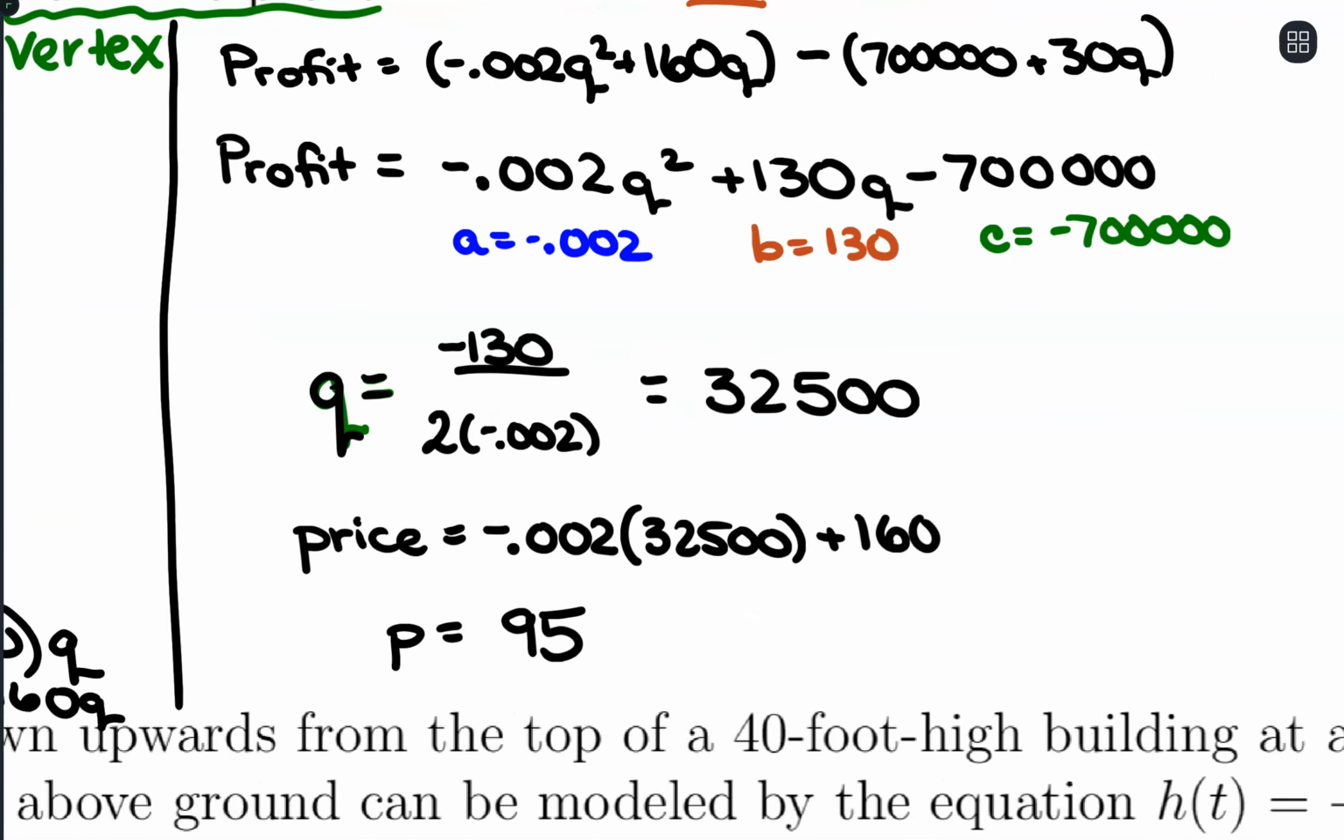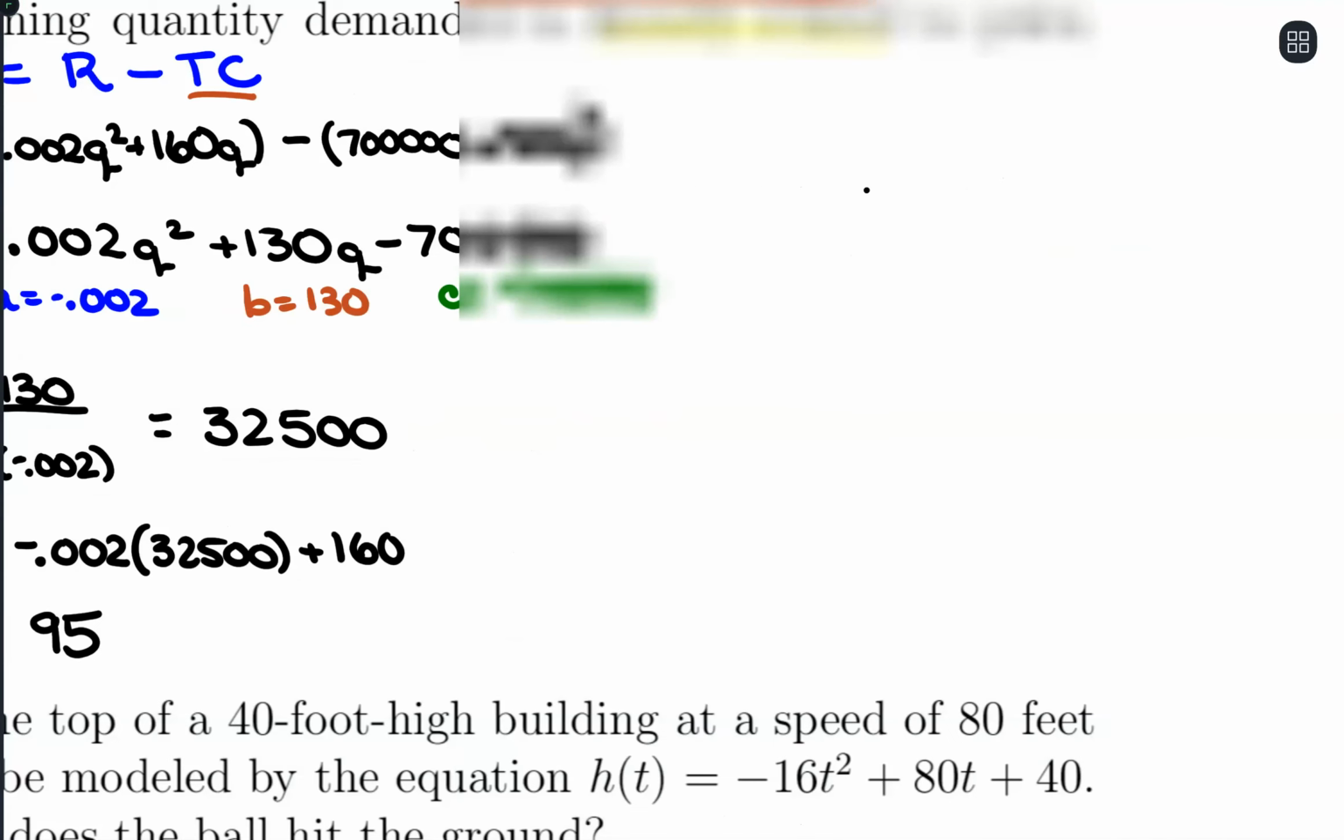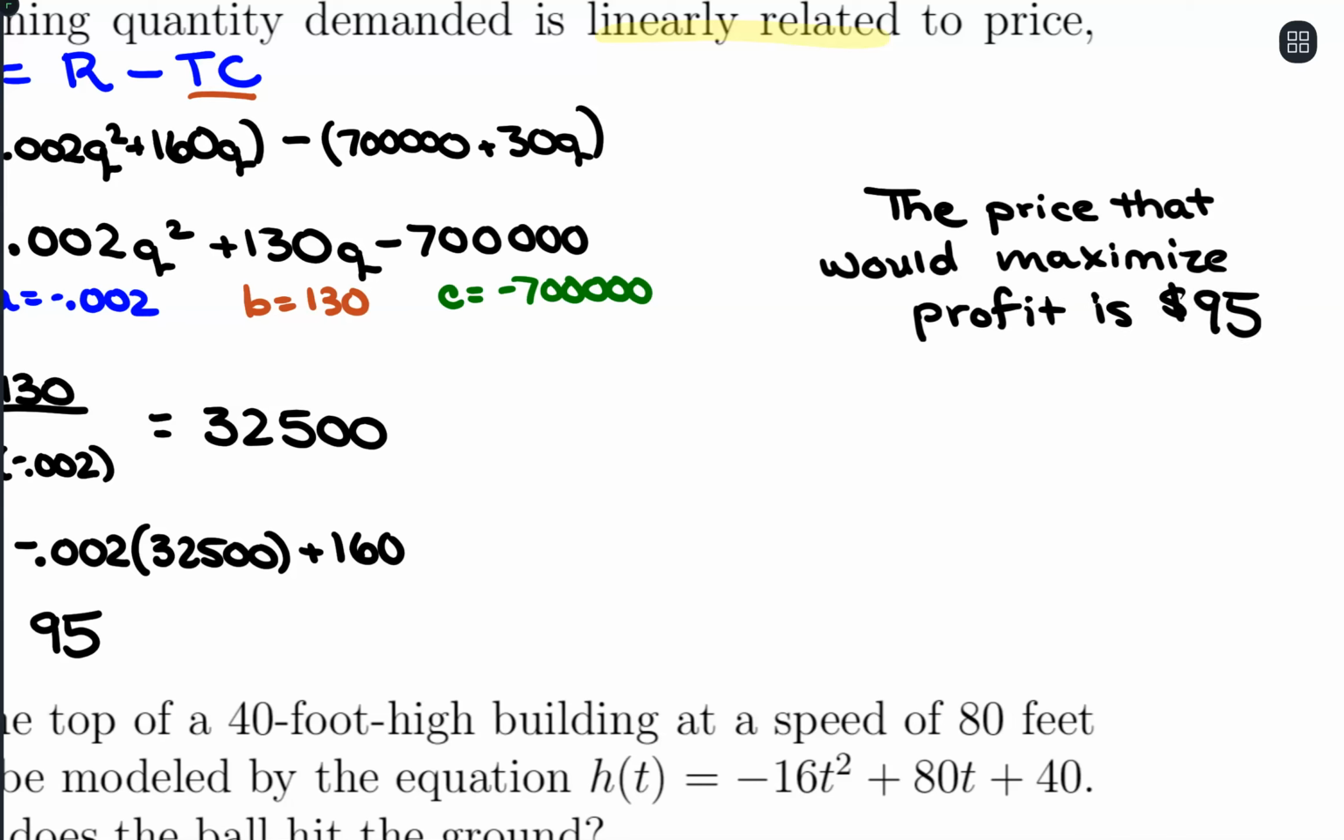They don't ask for it, but if we wanted to know what the maximum profit would actually be, we would take that 32,500 and plug it into that quadratic, negative 0.002Q squared plus 130Q minus 700,000, and that would calculate it. But we just want to know the price. So the price that would maximize profit is $95.